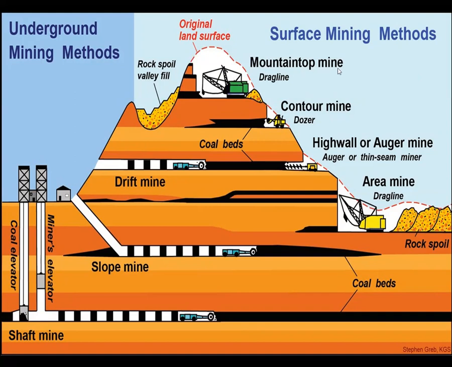Now, the mountaintop mining here is usually the one that they do in order to acquire the coal, especially in the Appalachian Mountains. They scrape off the rocks and soil from the peak of the mountain, and then open it up and get all the coal that is found in there. So this is underground mining, and this is surface mining.